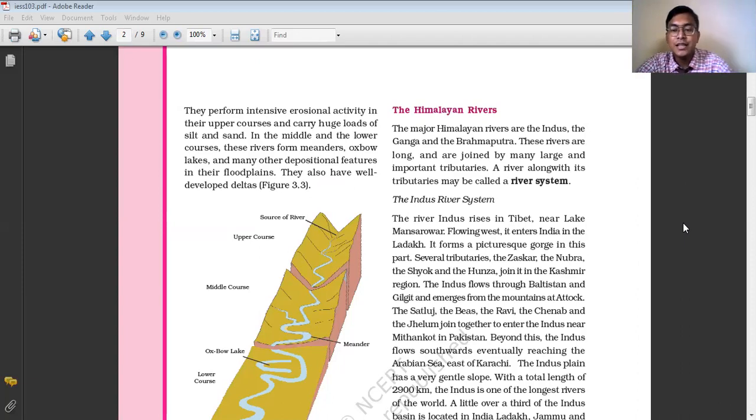So these are the basic differences between the Himalayan and the peninsular rivers. In our next class, we will be discussing in detail the major Himalayan rivers, that is the Indus, Ganga, and the Brahmaputra. We will discuss where the river Indus originates, what its characteristics are, and through which different areas it flows.